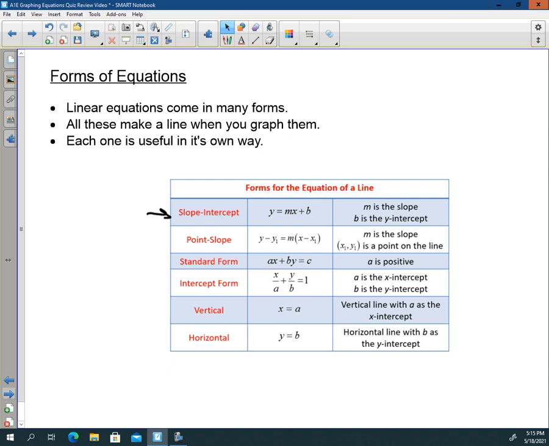And it looks like y equals mx plus b. And this tells us that m is the slope and b is the y-intercept. And if you've done the assignments about graphing in slope-intercept form, this is familiar to you now.